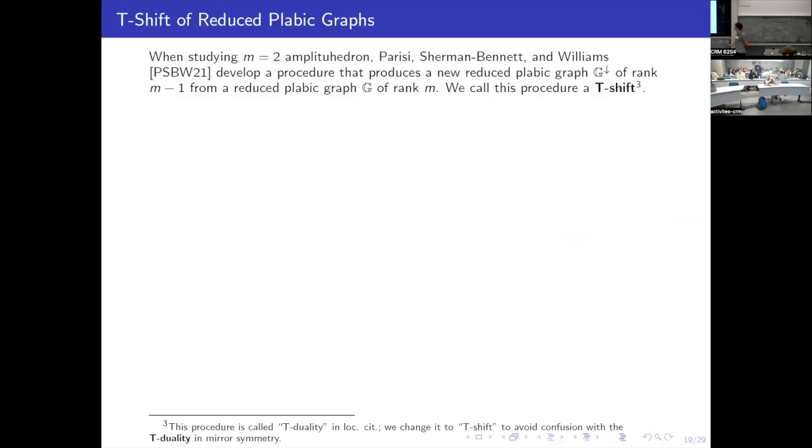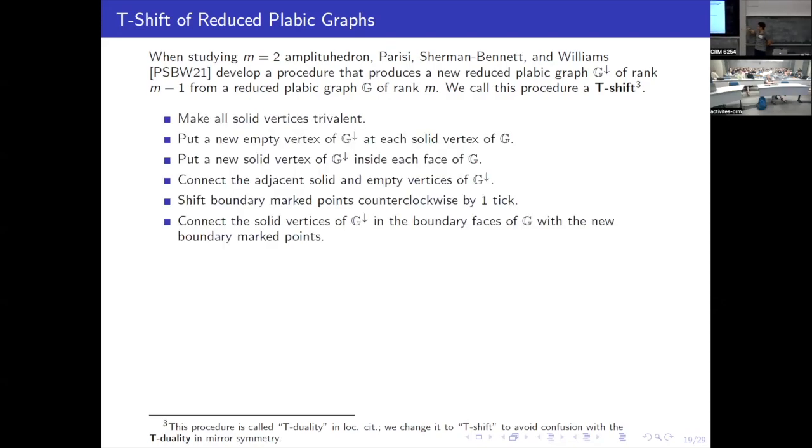Okay, so now let's talk about how to build the Legendrian weaves from reduced plabic graphs. The story started with the joint work of Parisi, Sherman-Bennett, and Williams, and they were studying the m equals 2 amplituhedron, and they developed a procedure that will give you a new reduced plabic graph from an old one with one lower rank. We call this procedure T-shift. In their paper, they call it the T-duality, but we realized that was probably not very good because there's T-duality in mirror symmetry, and we don't want to confuse that, so we changed it to T-shift. And the procedure is the following.